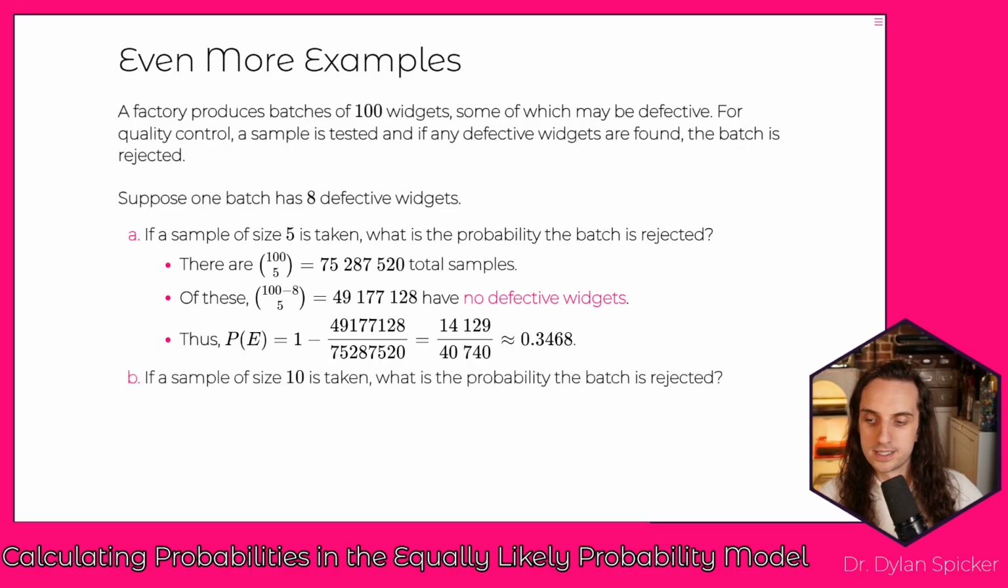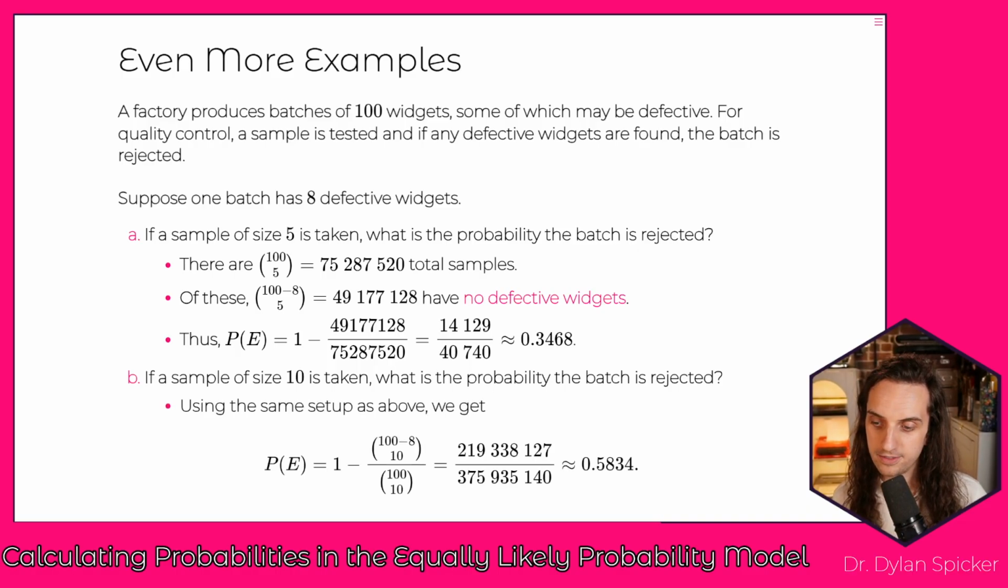How would this change if we do a sample of size 10? What is the probability that the batch ends up being rejected here? Okay, and so we can work through the exact same process, except instead of taking a sample of size 5, we're now taking a sample of size 10, right? So we're going to use 100 minus 8, choose 10. We're going to use 100 choose 10 as our denominator, right? And so this gives us the probability that we get 0 defective widgets, 1 minus that because we want the probability of the batch being rejected, and that brings us up to a probability of about 58%. So in the case of taking a sample of size 10, there's about a 58% chance that we would reject this batch.